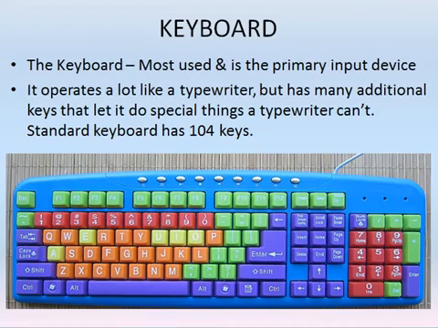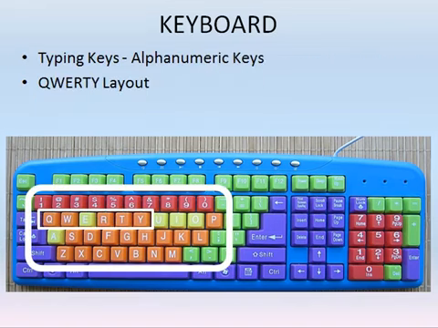Let us understand the keyboard. It is the most used and primary input device. It operates a lot like a typewriter, but it has many additional keys that do special things a typewriter can't. A standard keyboard has 104 keys. The highlighted ones are the typing keys, which are alphanumeric keys. It is sometimes also called a QWERTY layout. If you see the first line of the alphabet, it starts with Q, W, E, R, T, Y.